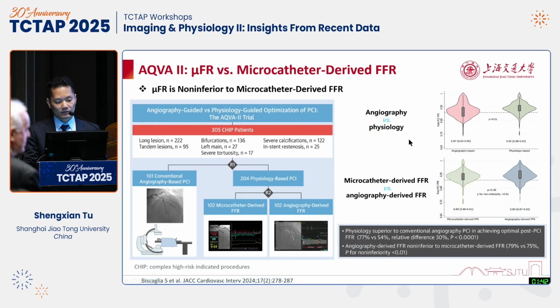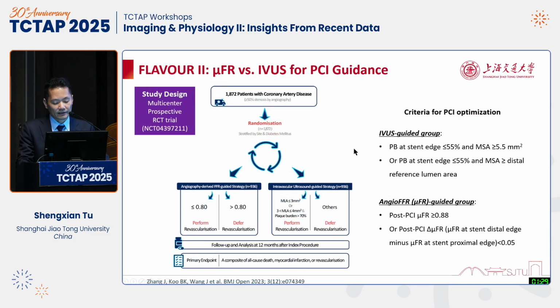And similar has been demonstrated in the ARCHIVAS 2 study. The mu-FFR is comparable to microcatheter-derived FFR in obtaining the optimal post-PCI physiology. So how does that translate into events in the trial? The FLAVOR study, published last month, clearly demonstrated that this technology can change the decision. So the FLAVOR 2 study is to investigate IVUS guided versus mu-FFR or angio-FFR guided groups, not only for decision making, but also for PCI optimization.